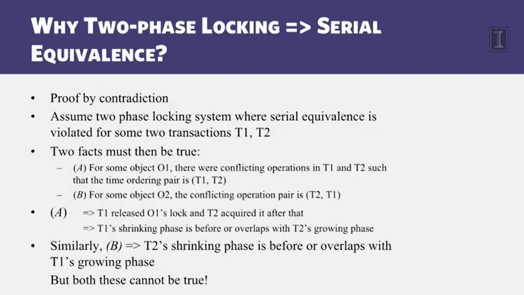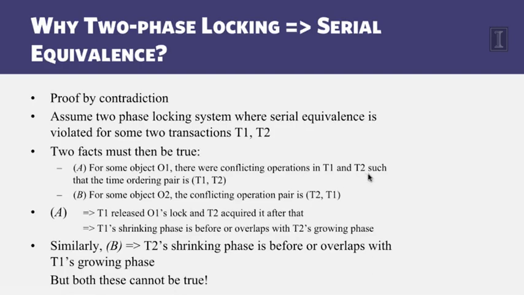So why does two-phase locking, as we've discussed it, guarantee serial equivalence? Well, the proof is via contradiction, and here is the proof. Assume you have a two-phase locking system where serial equivalence is violated for two transactions T1 and T2. Because of the serial equivalence definition, it must be true that there is some object O1 where the conflicting operations in T1 and T2 are such that the tag on that conflicting pair is T1, T2. And there is some object O2, maybe the same object O1, maybe a different object, where the conflicting operation pair is the reverse, which is T2, T1.